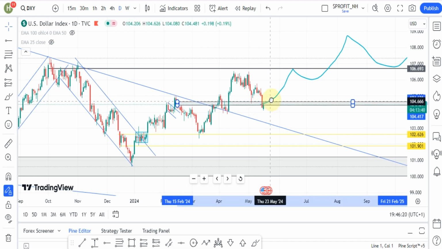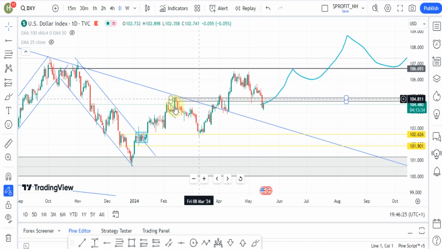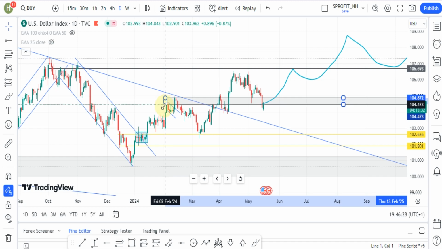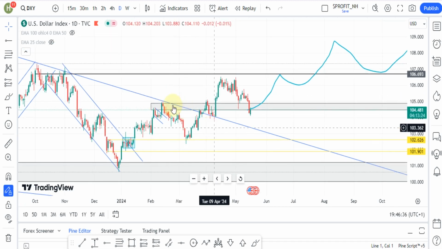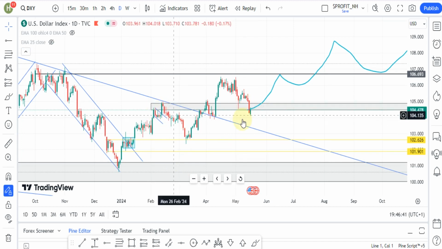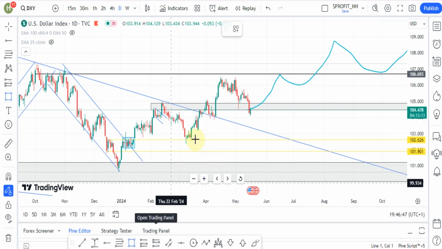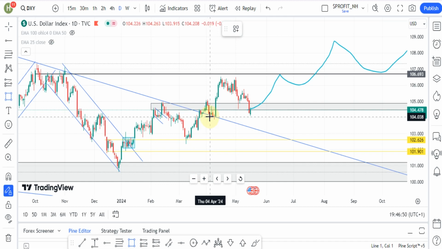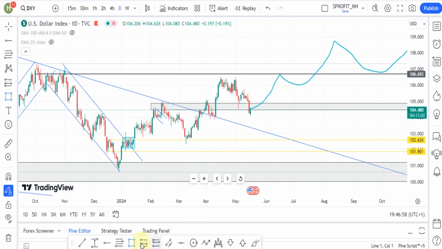So if this market does break above this area, or below, if this market does break below this area, then we should expect this market to push to the downside. And whenever the dollar index is selling, that means that the dollar is weak. And when the dollar is weak, other dollar currencies should be buying at that point.